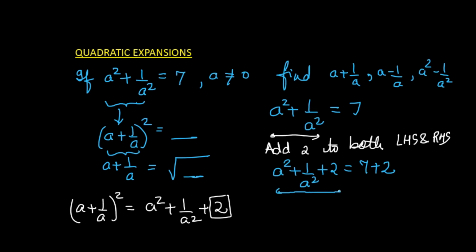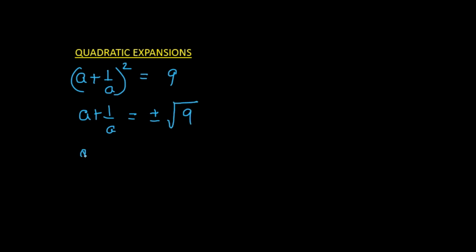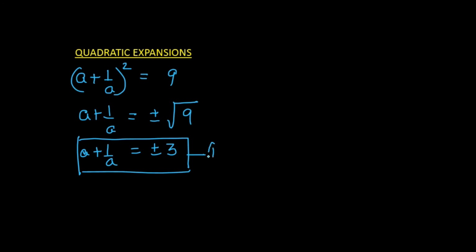Now this can be written as a plus 1 by a the whole square and this is equal to 9. We have reached this form here. Okay. So now a plus 1 by a whole square is equal to 9. So a plus 1 by a is nothing but plus or minus square root of 9, which is nothing but plus minus 3. So we have got the value of a plus 1 by a. Let us mark this as 1.